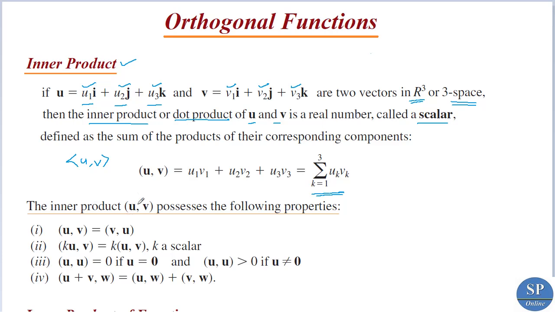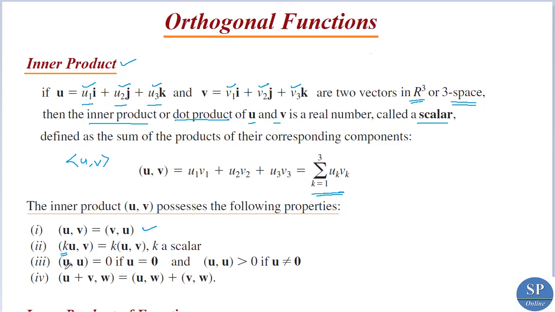Now the inner product uv has the following properties. First one is the inner product of u comma v is nothing but the inner product of v comma u. That is the first property. The second property is the inner product of k into u comma v, where k is a scalar, is equal to k into the inner product of u comma v. That is, we can take k outside from this product.